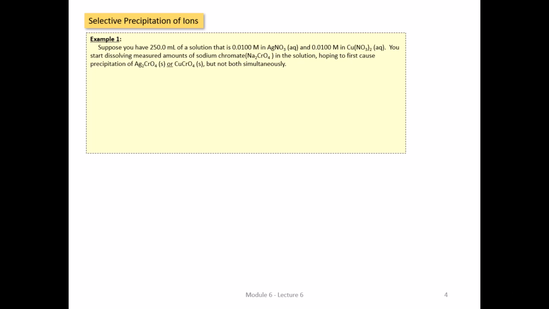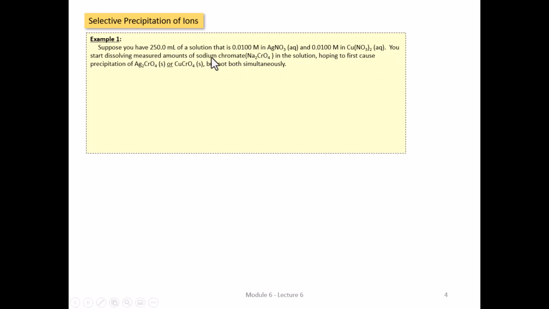Let's suppose you have 250 milliliters of a solution that is both 0.0100 molar in silver nitrate and 0.0100 molar in copper nitrate. So this solution has silver ions, it has copper ions, and it has plenty of nitrate ions. And the concentrations of silver nitrate and copper nitrate are both 0.01 molar. And again, you have 250 milliliters of this solution.